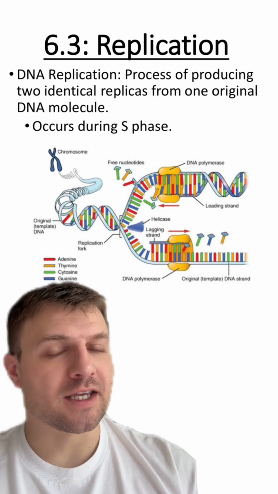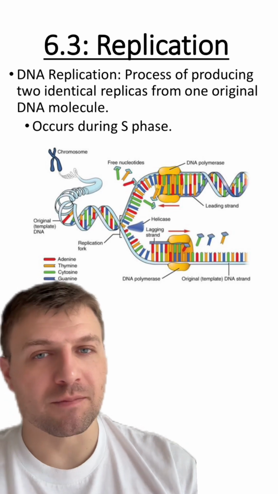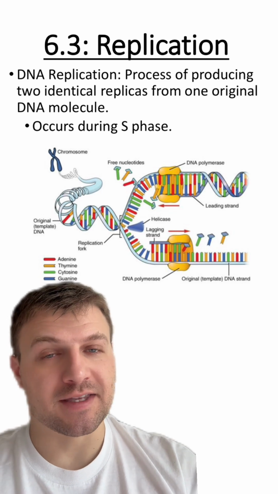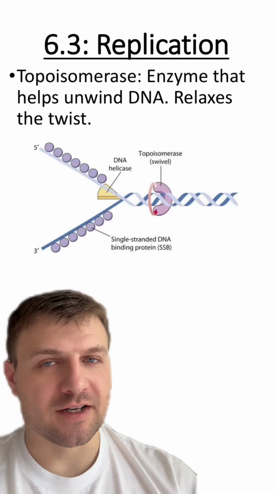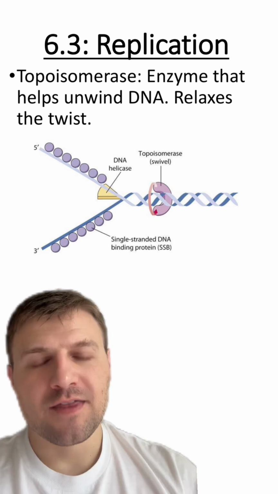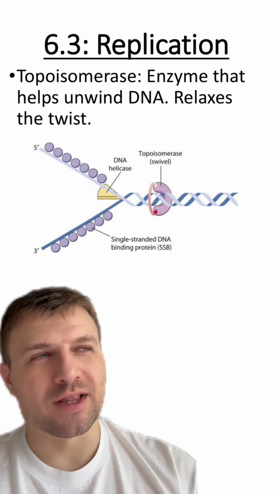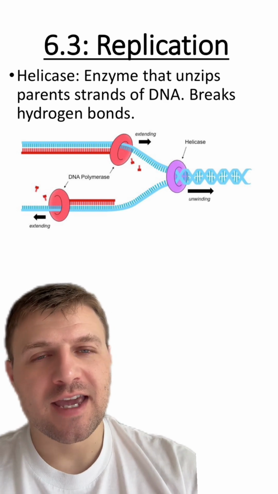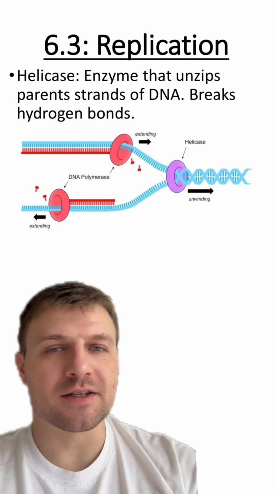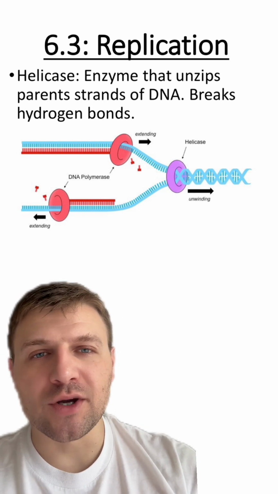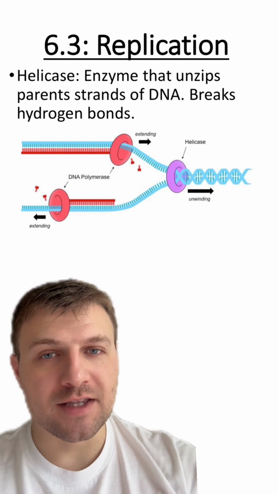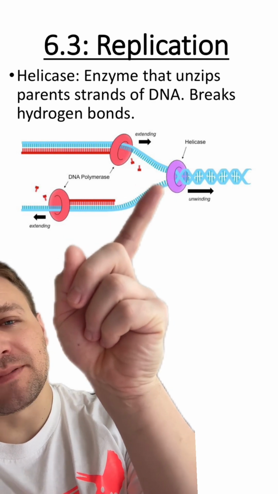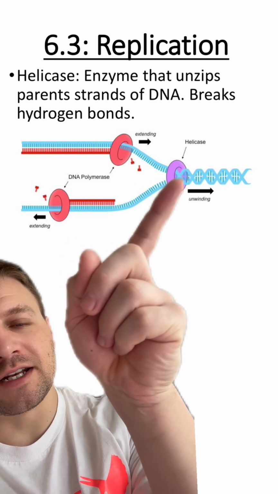Now, basically what we're going to be taking a look at in this section is this process of replication, because there are a lot of different proteins and enzymes involved in replicating the DNA. One of the first enzymes I like to cover in this section is called topoisomerase. This is an enzyme that basically helps unwind and relaxes the twist in the DNA. The second enzyme involved in replication is called helicase, and this is the enzyme that's going to break the parent strand of DNA apart. Specifically, it's going to break the DNA hydrogen bonds between each nucleotide.